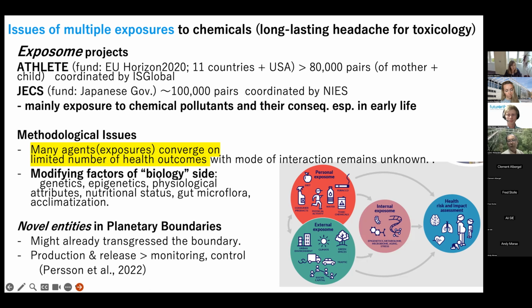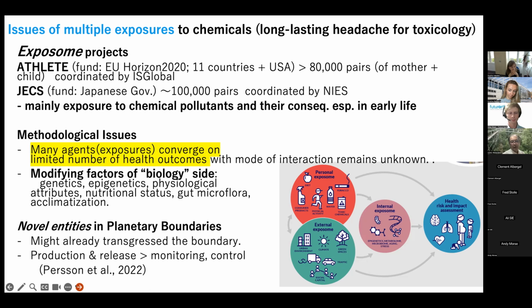So I think the mode of interaction is very important, as already pointed out by Christine. We need to think about how each of the numerous agents interacts with the others. We also need to think about modifying factors on the biology side: genetics, epigenetics, physiology, nutrition, gut microflora, acclimatization, and so on. These are also headaches. But I think that by using planetary epidemiology approaches and some AI or other techniques, maybe we can establish a new way to make a breakthrough.